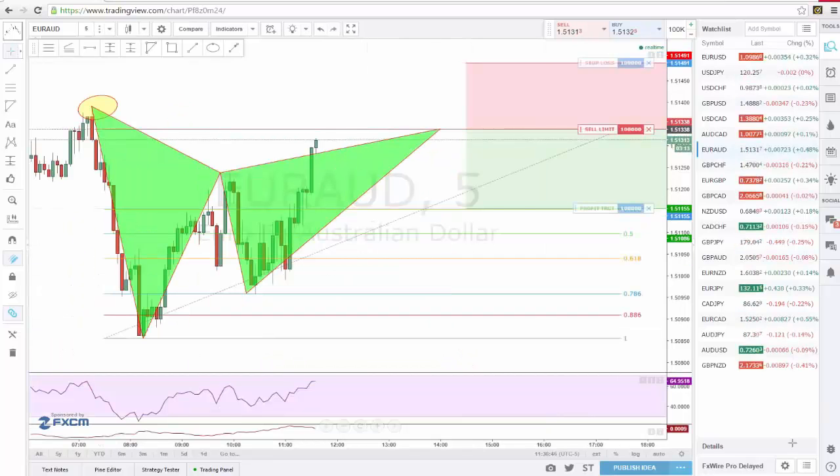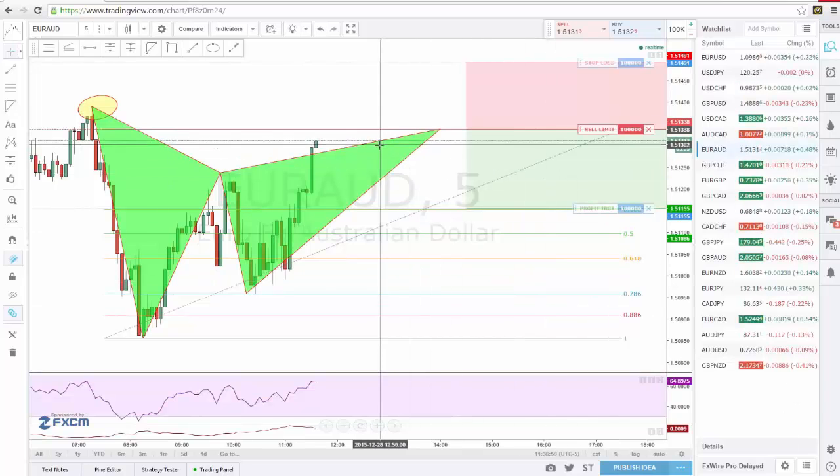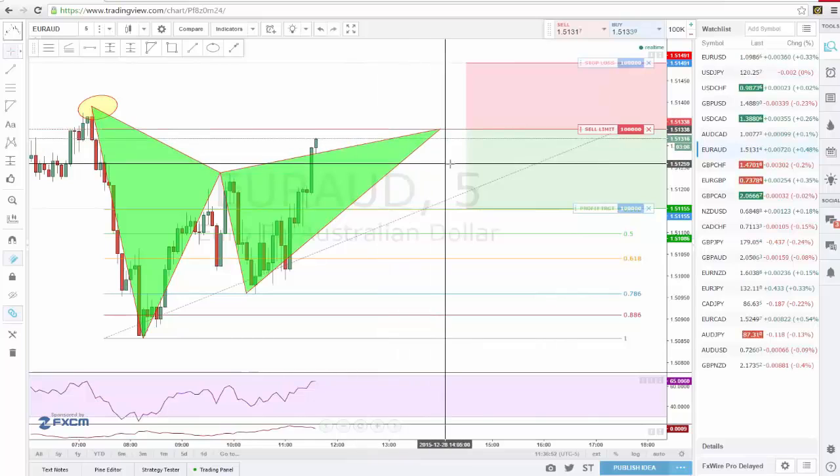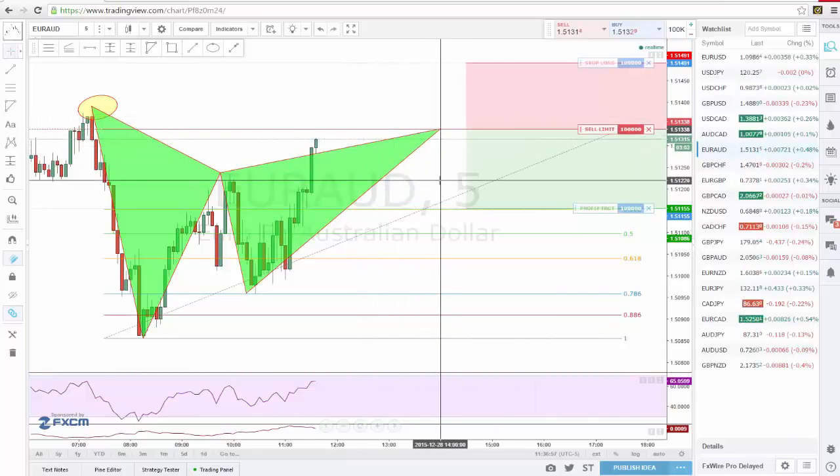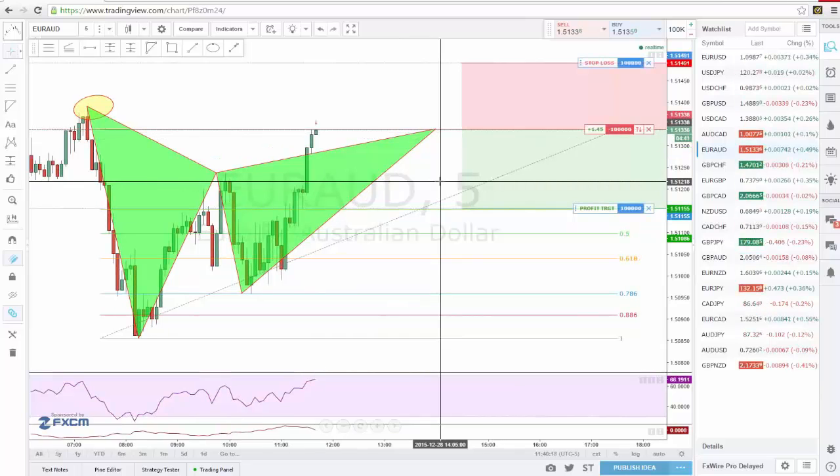Here we are, guys, within a few pips of being filled on our Euro Aussie trade on this Gartley pattern, and I'm just going to try to keep the video rolling and see if I can't capture us being filled on this trade. And there we go, guys. We have now been filled on this Gartley pattern, and I'll keep you updated as the trade plays out.